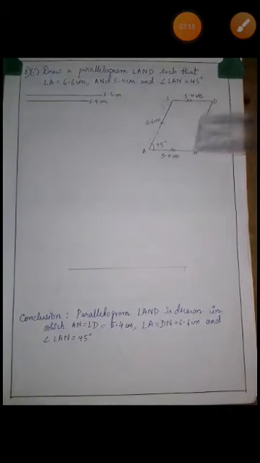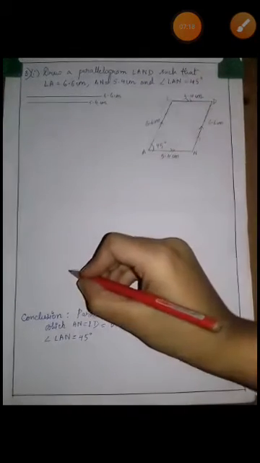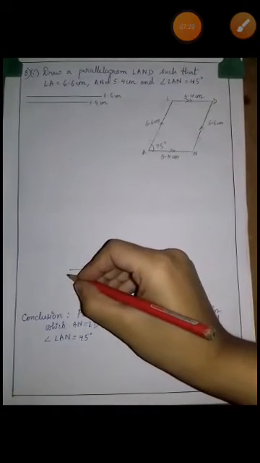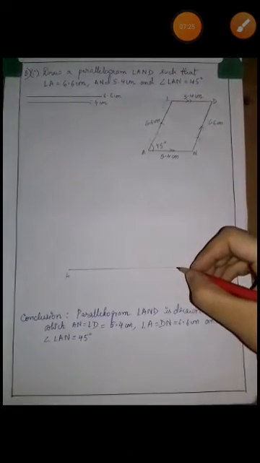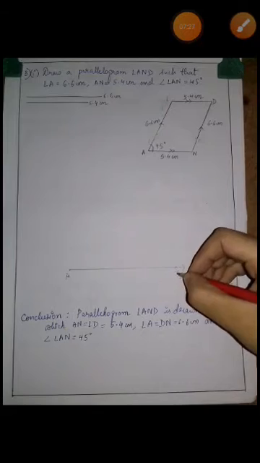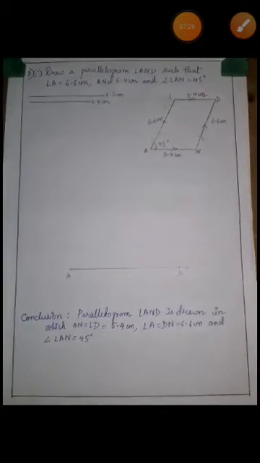You can see the rough diagram has been drawn. So by the rough diagram we are marking the point A over here. Then mark a point at the extreme end like this, X. This is a random point which we are marking.